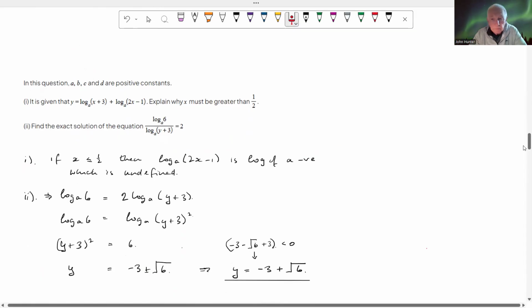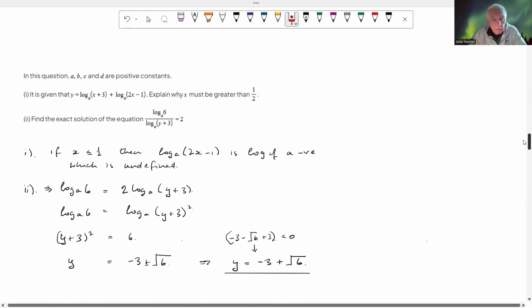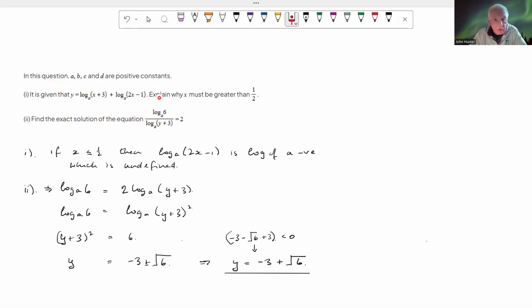Okay, let's go down to this one. In this question, A, B, C, and D are positive constants. I think I must have stolen this from a bigger question, because we don't have B, C, and D in this bit. But anyway, log A is a positive constant. So, given that y equals this expression, explain why x must be greater than a half.